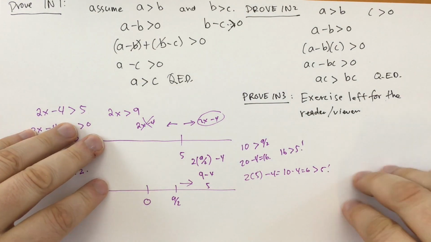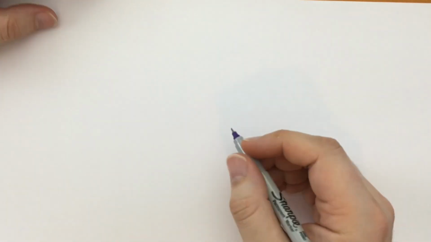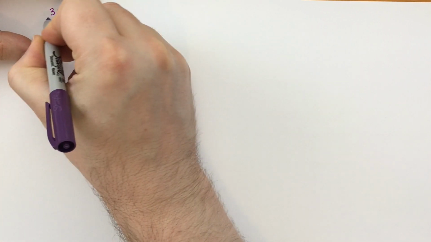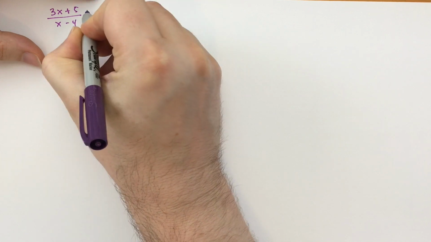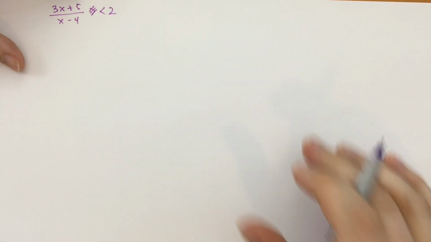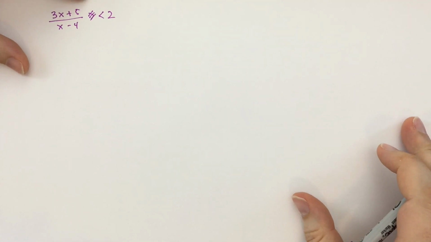Let's do another example. This one's quite a bit more complex. It looks complex. It's really not that complex, but it looks complex. (3x + 5) all divided by (x - 4) must be less than 2. Okay? Don't make the same mistakes I do. Do better than me. Okay.